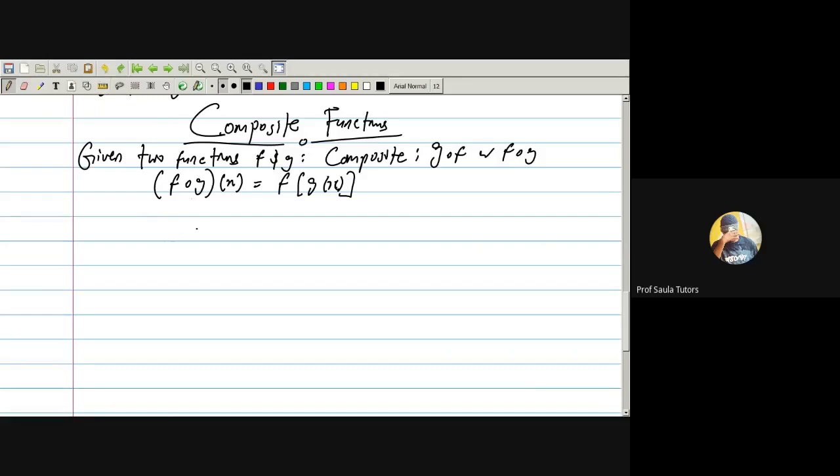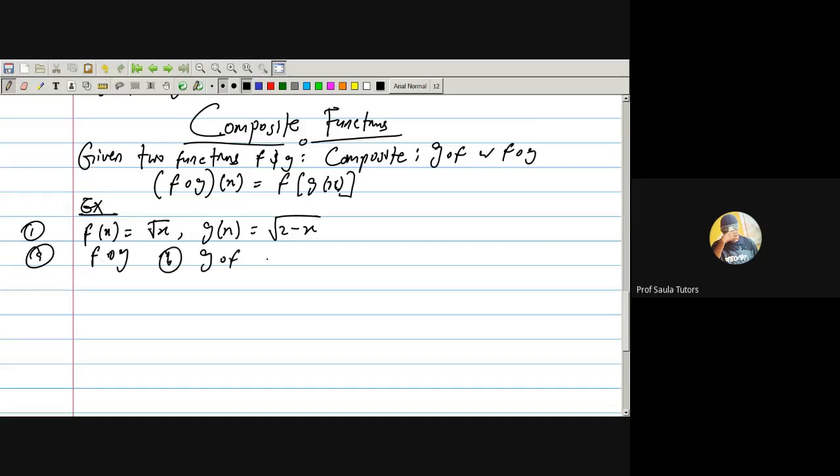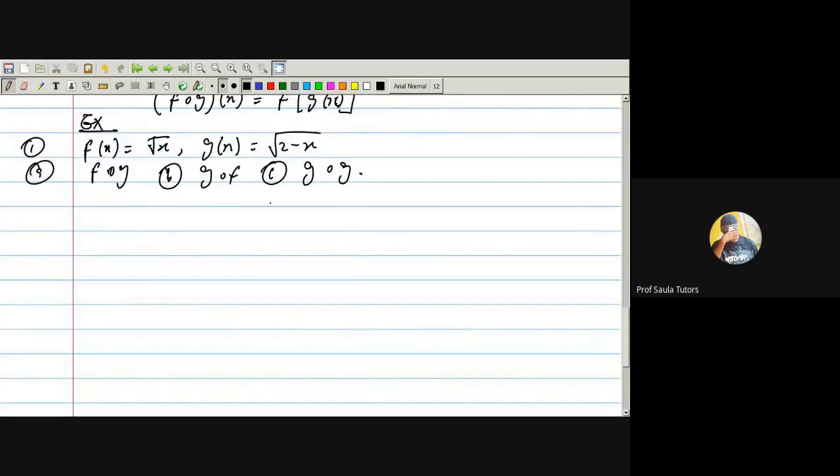Let's look at another one. Check this question out. Let us first start with a simple question. F of x is square root of x, and g of x is square root of 2 minus x. I ask you to find, first, f of g. The second one, you have to find g of f. And the third one, you have to find g of g. Okay, let's solve that. Solution.